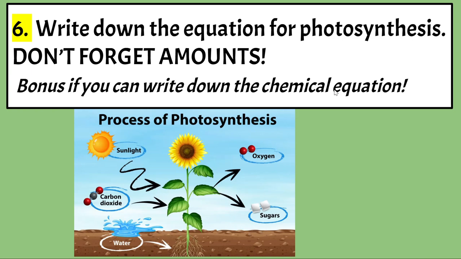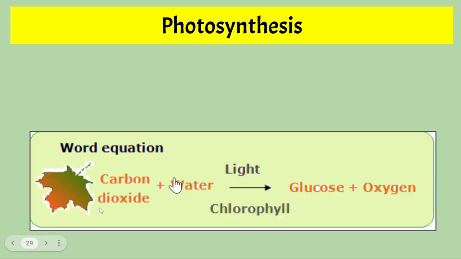So we're thinking back about our photosynthesis. On your recording sheet, I asked you to write down the equation for photosynthesis and try to remember amounts. So you could write it with the words or with the chemical equation. I'll show you both. Our word equation is we have carbon dioxide plus water in the presence of light in the chlorophyll produces glucose and oxygen.